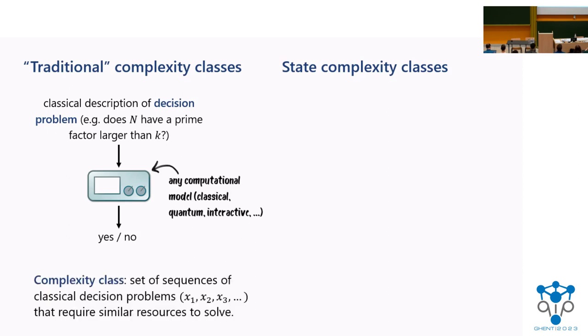And then a complexity class is just some set of sequences of these classical decision problems that require similar resources to solve. So you should always imagine these x1, x2, x3 being differently sized instances of the same kind of problem. And similar resources is something like polynomial time in the index here. But now if this computational model is some kind of quantum computational model, there's no need to restrict yourself to classical outputs or in particular to single bit outputs.